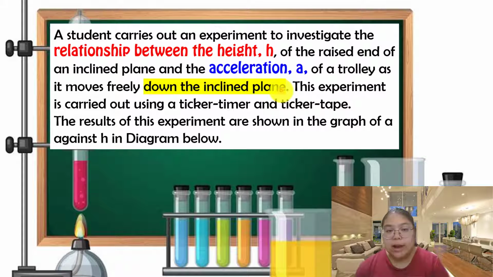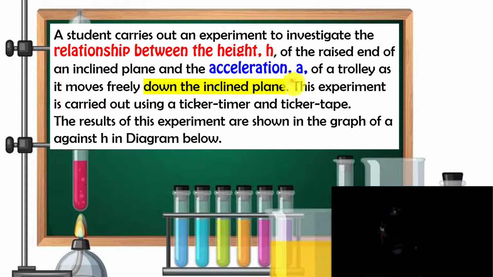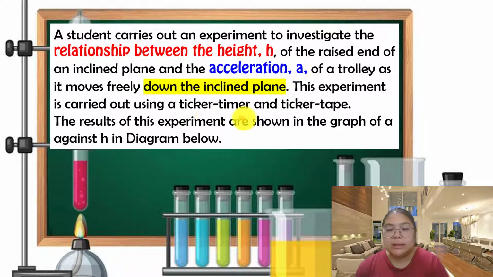Then you need to calculate the acceleration. Then they will adjust the height. Okay, this experiment is carried out using the ticker timer and also ticker tape. The results of this experiment are shown in the graph of a against h in the diagram below. So the question is already finished. They already plotted the graph. Then you just need to analyze the graph by reading the values. Number 2, you must find the gradient. Okay, number 3, you must answer the question. They give you the formula, then you find it. The last one, surely the precaution. Okay, then we continue.